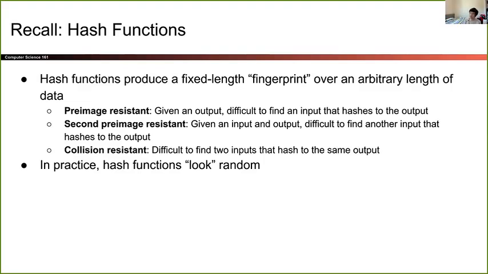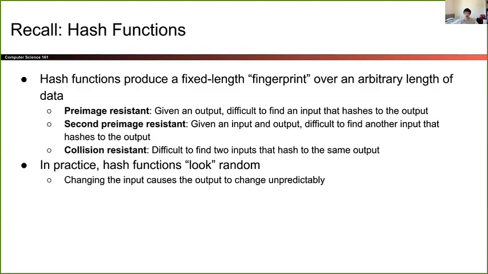In practice, we have this additional property that hash functions look random. What this means technically is that changing the input is going to cause the output to change in an unpredictable way. So if I change the input at all, each bit in the output is going to have a 50% chance of flipping from a 1 to a 0 or from a 0 to a 1. So it's hard for me to produce an input that causes an output to look a certain way. We'll see why this is important in a moment.